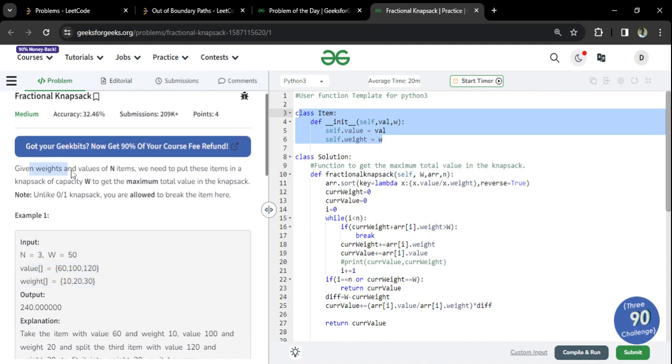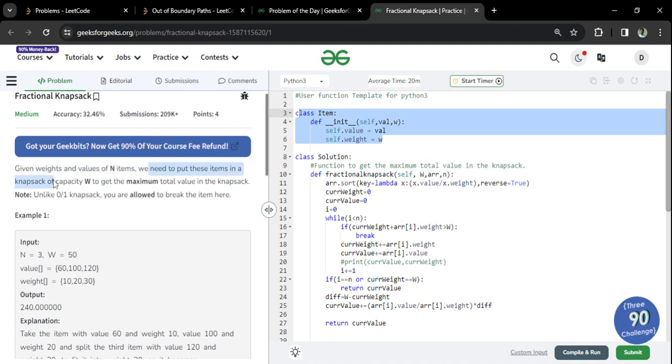Given the weights and values of n items, as you can see, these are the n items, these are the values of it, and these are the weights of it. This is the n, and we have the values for those n items, and we have the weights for those n items. So, given weights and values of n items, we need to put these items in a knapsack.